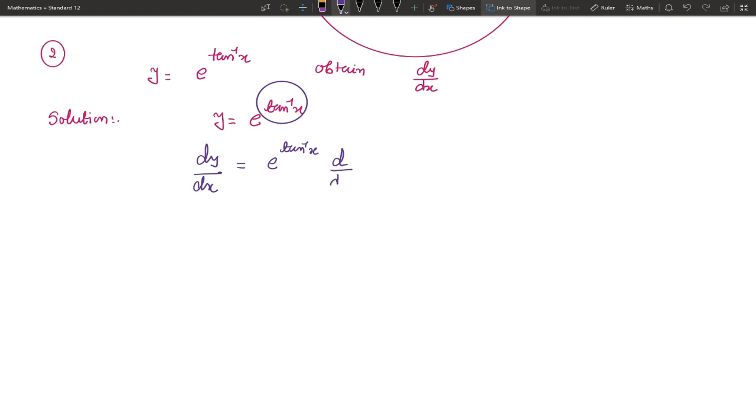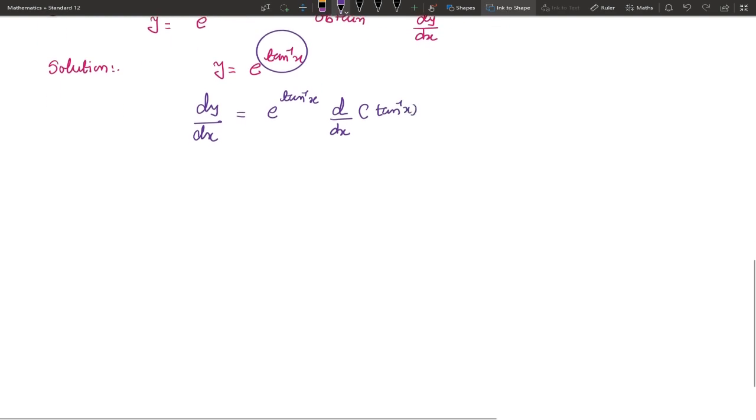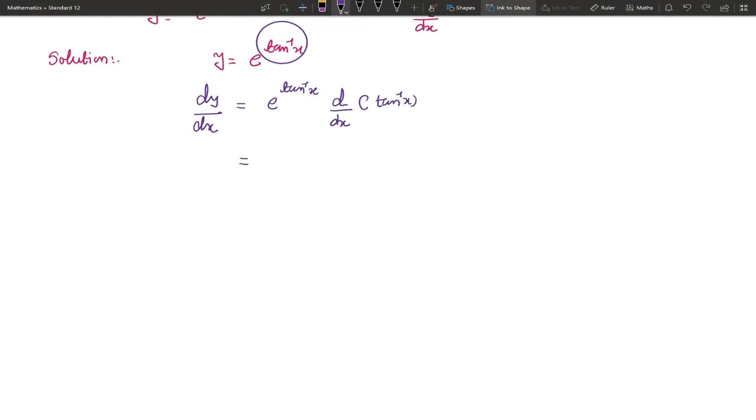So, by the chain rule, we multiply by d by dx of tan inverse x, and we know the derivative of tan inverse x is 1 upon 1 plus x square. So the answer is e raised to tan inverse x into 1 upon 1 plus x square. This is the derivative of y with respect to x.